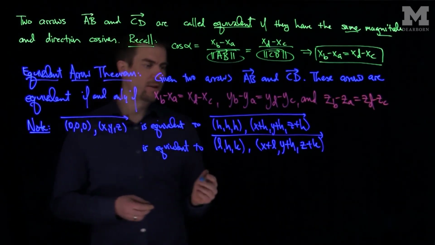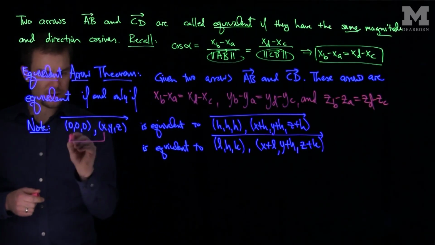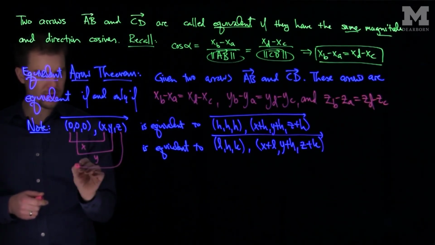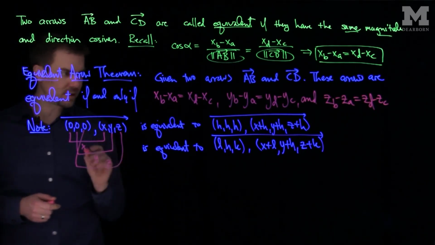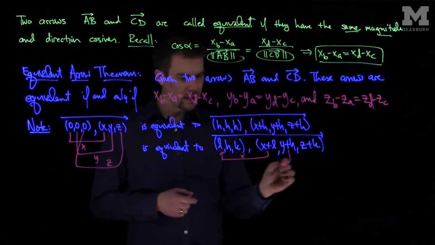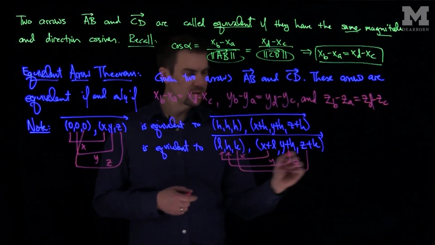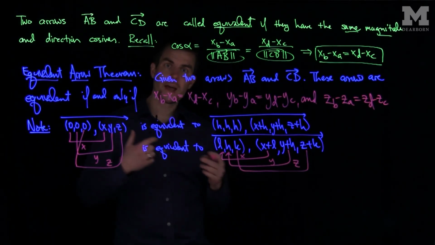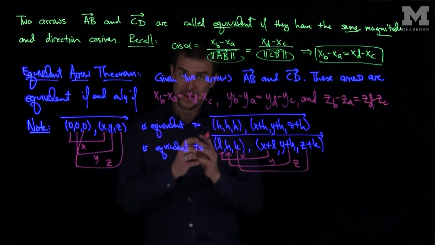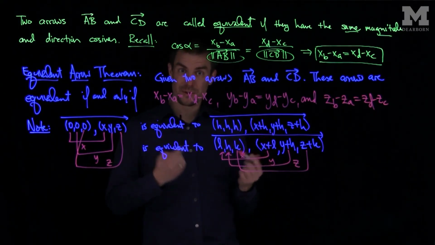And let's check. Over here, the difference in the x coordinates is going to be x. The difference in the y coordinates is going to be y, and the difference in the z coordinates is going to be z. Over here, the difference in the x coordinates is going to be x. Over here, it's going to be y, and over here, it's going to be z. So by the equivalent arrow theorem, if you translate the x, the y, and the z on both points in the arrow, you'll get an equivalent arrow to the original.